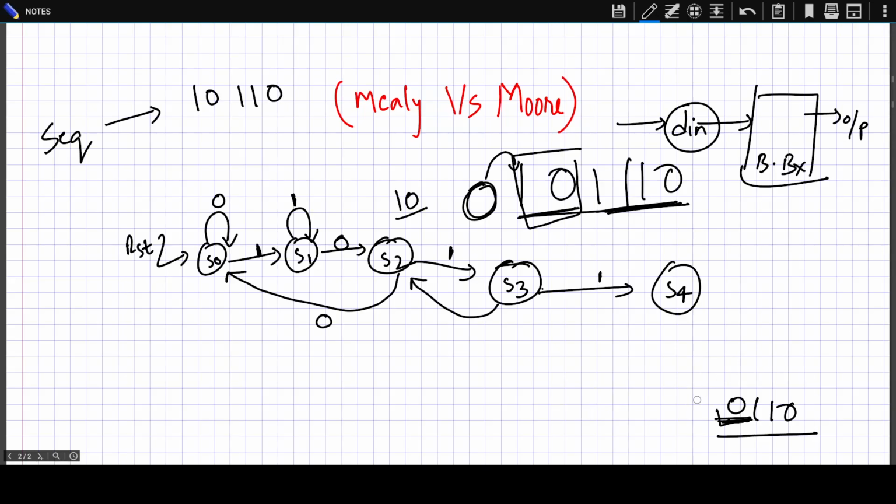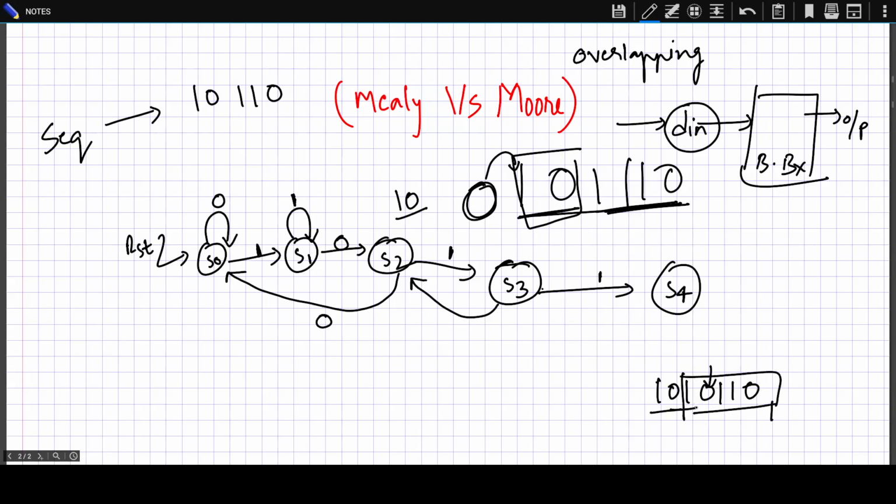Now I forgot one thing to tell you. We are actually detecting overlapping sequences. What overlapping sequences mean, you might have guessed by now. Take this example, 1 0 1 1 1 0. So this part was matched, and till this part it was okay. Then this 0 ruined the whole pattern, but this part is actually matched. So this is what is called an overlapping pattern.